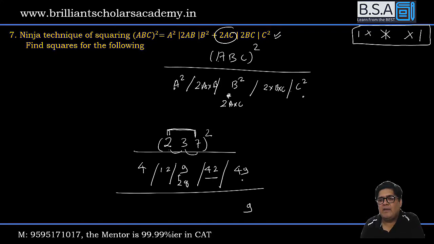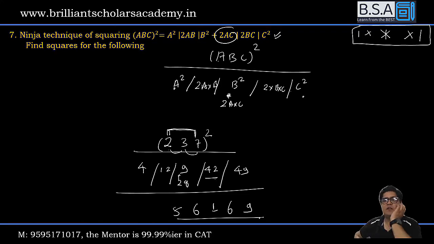So 9 will remain here, 4 moves forward. 4 आगे जाएगा. So it becomes 46. This 4 will go forward. 13 plus 28, 41. 1 will remain. 4 आगे जाएगा. 16. 1 will go forward. 5, 6, 1, 6, 9 is the square of 237.